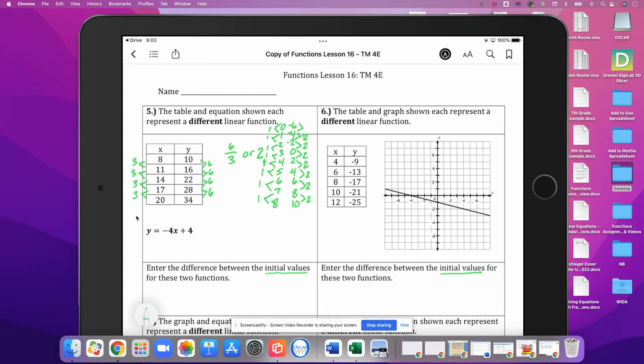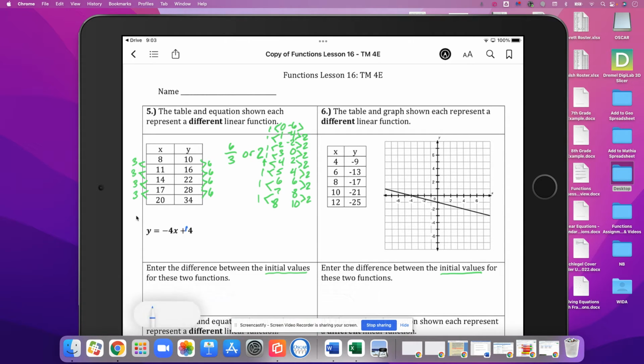The other way to do it is to, like we've done before, pick a pair of points, put them into the equation y equals mx plus b, and solve for b. But you could also extend the table if you're careful about how you use the slope on this one. So the initial value of that one is going to be negative 6.